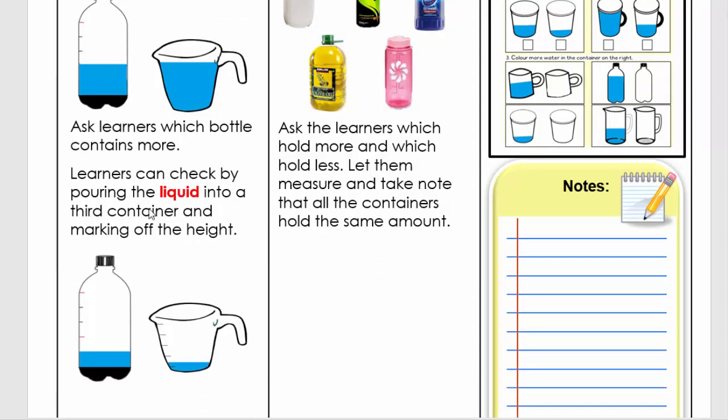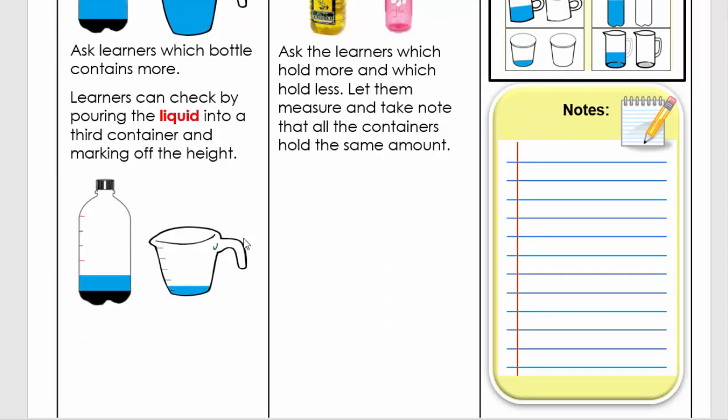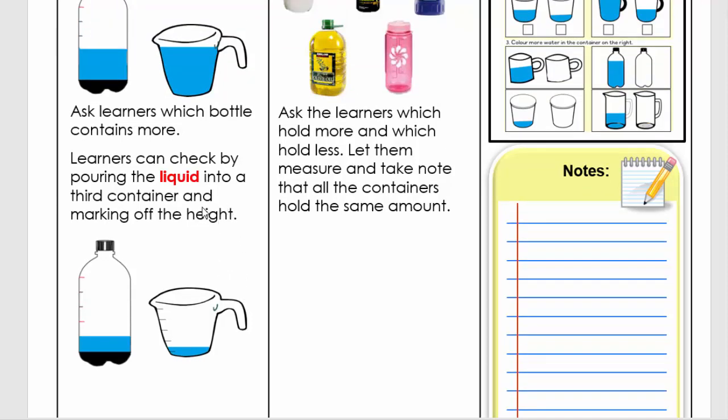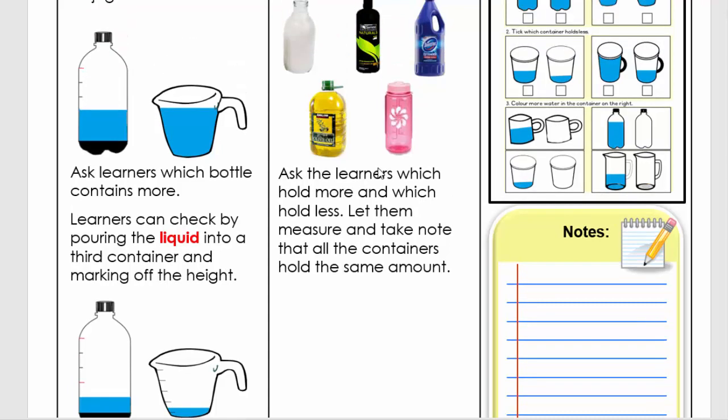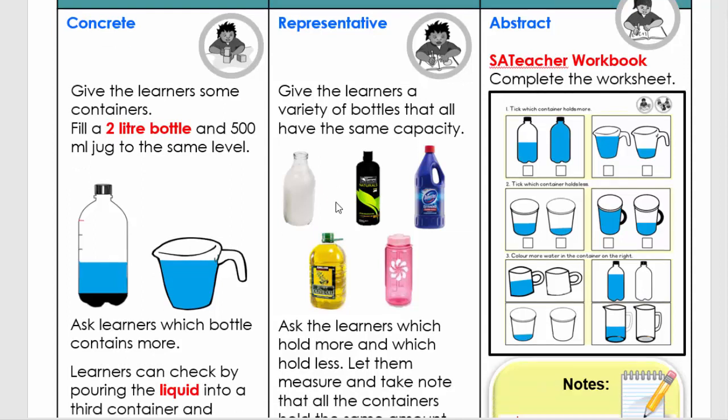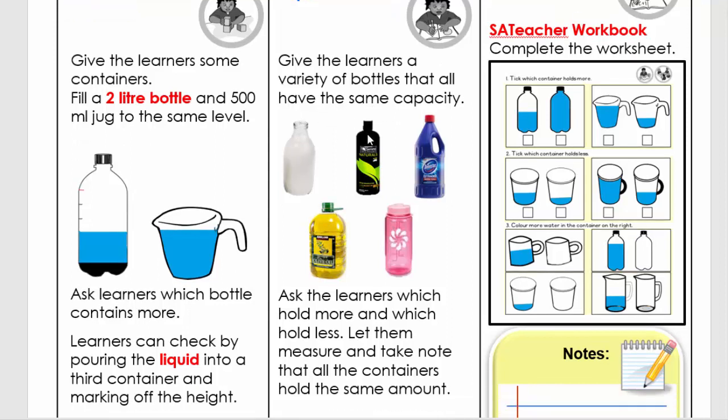Now the learner or child can check by pouring the liquid into the third container and marking off the height. You can pause here and then do similar activities with your learners. Let's then look at the representative level. We have done this activity previously, but you can repeat it again.